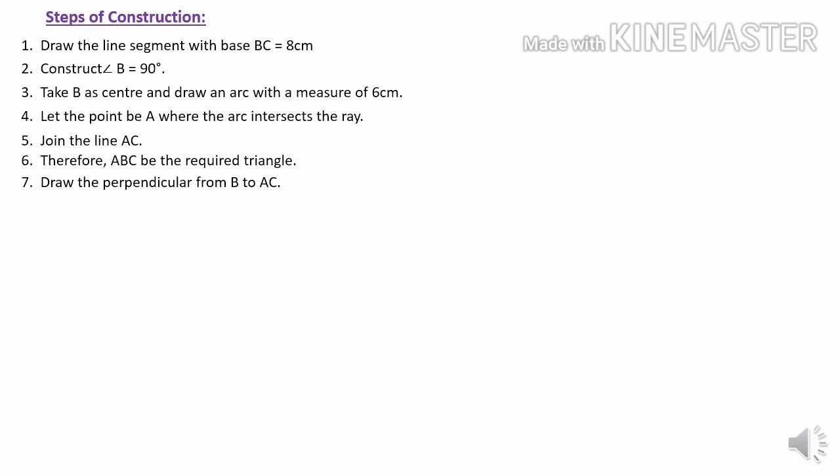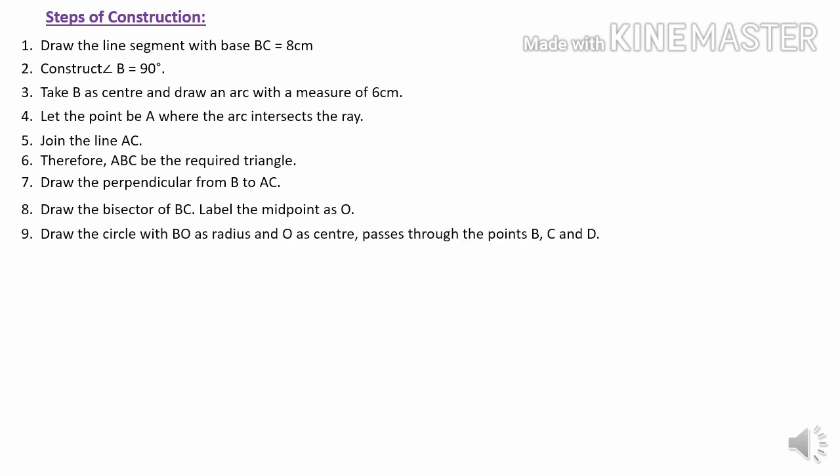Draw the perpendicular from B to AC. The next point is draw the bisector of BC. Label the midpoint as O. Draw the circle with BO as radius and O as center. It passes through the points B, C and D.